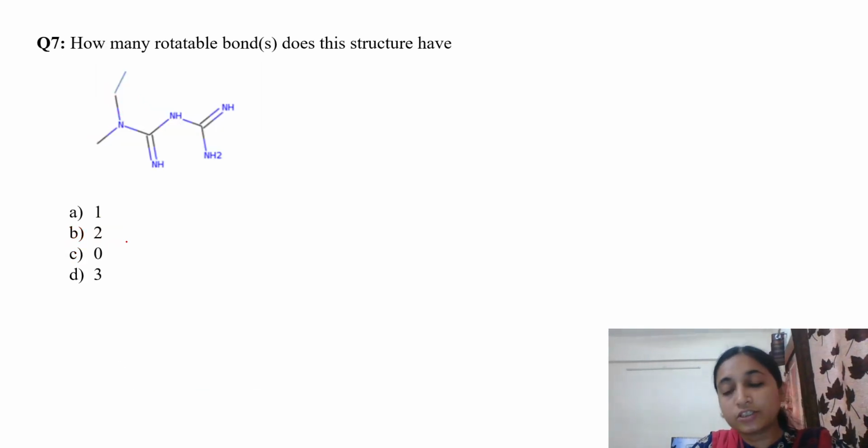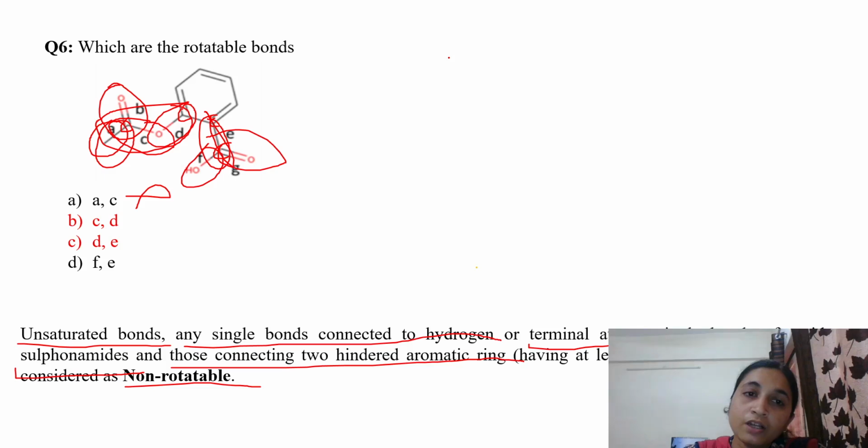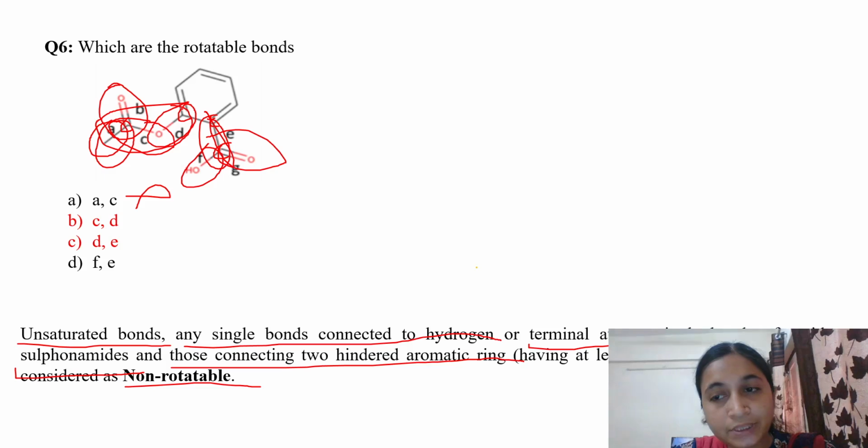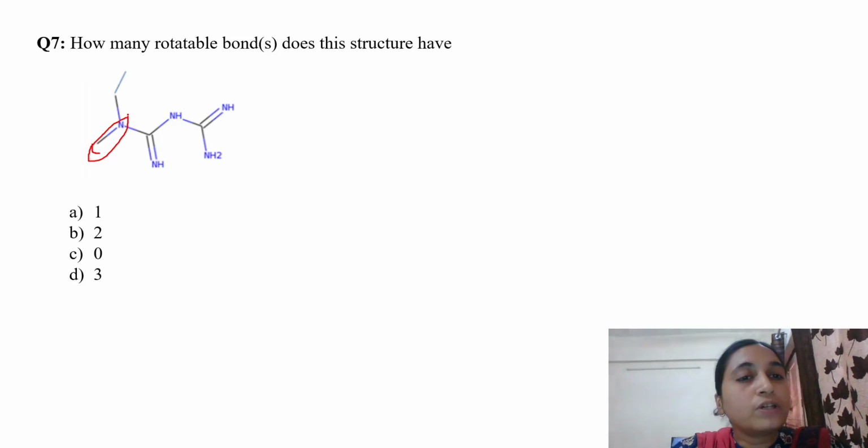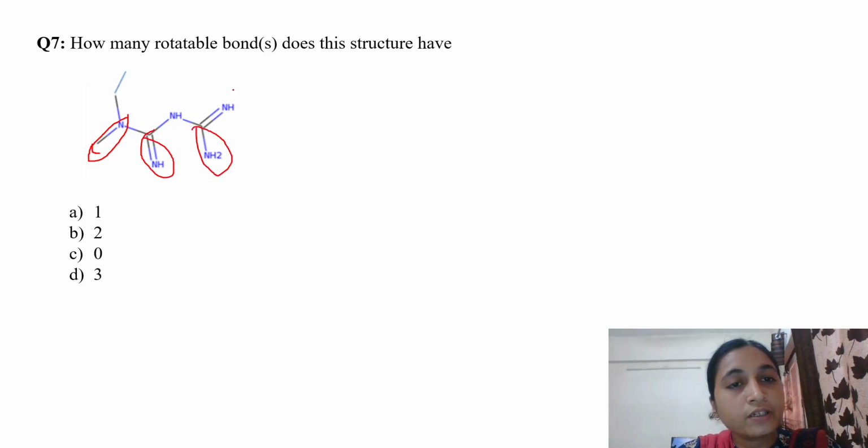So now we come to the next question. How many rotatable bonds do these structures have? As we studied in the previous slides, unsaturated bonds, any single bonds connected to hydrogen or terminal atoms, single bonds of amides, sulfonamides, or those connecting to hindered aromatic rings are considered non-rotatable. So here, this carbon is a terminal one, so it won't be a rotatable bond. This also won't be a rotatable bond. This also won't be, this also, and this also.